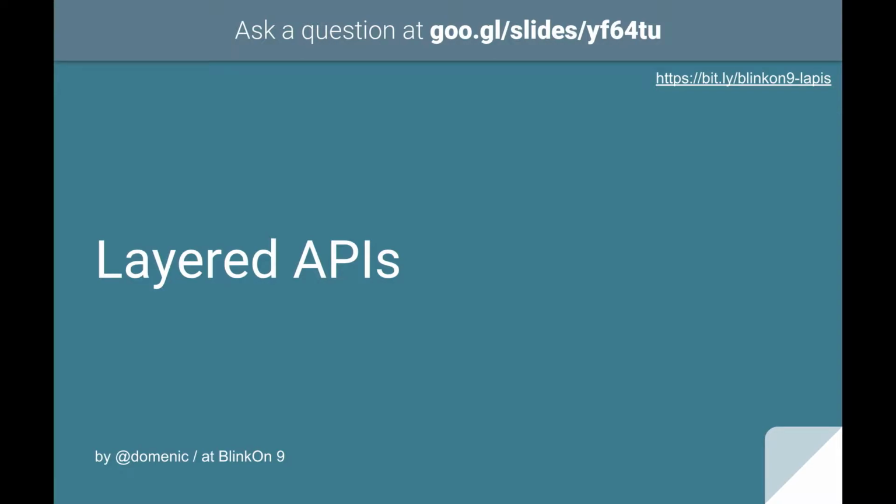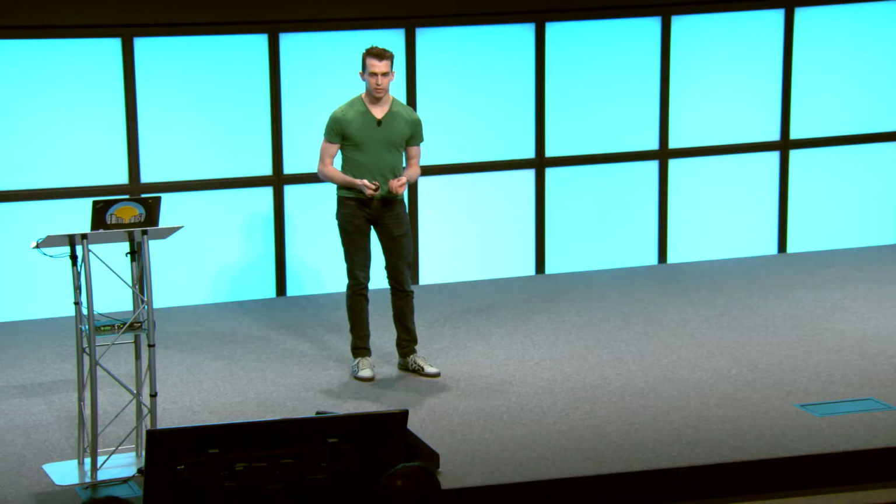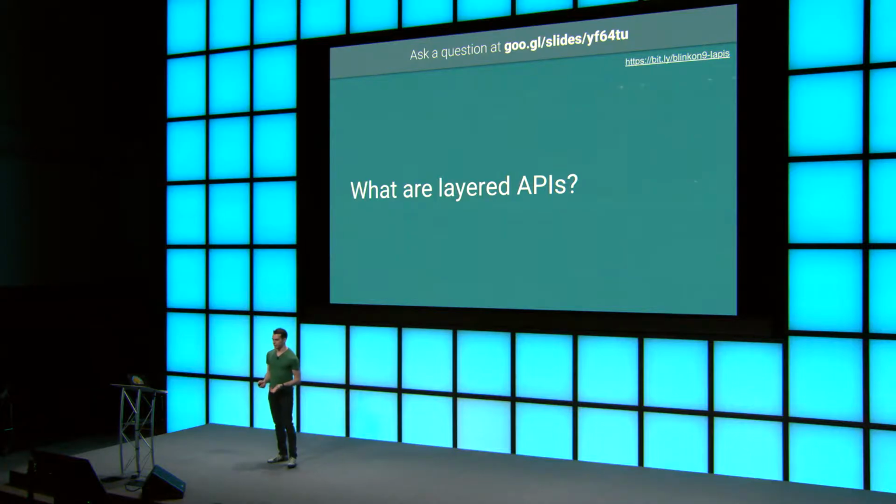One thing to note up front is that some of you may have previously heard of this topic under the name permafills. They're not called that anymore, so don't be confused, because I'm going to say layered APIs a lot. All right, what are layered APIs in general?